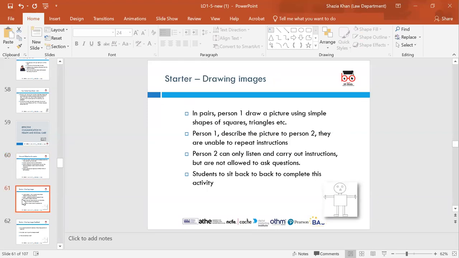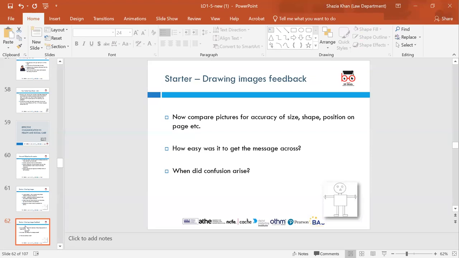So, start activity; you could do this in your own time. In pairs, person 1 will draw a picture using simple shapes of squares and triangles. Person 1 describes the picture to person 2, and they are unable to repeat instructions. Person 2 can listen and carry out instructions, but is not allowed to ask questions. Students sit back to back to complete this activity.